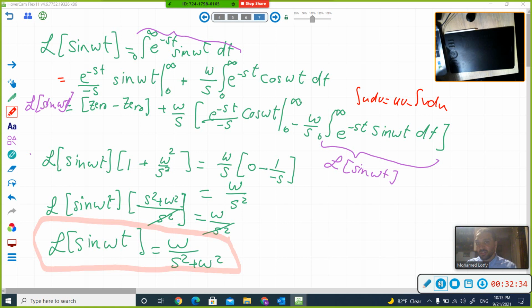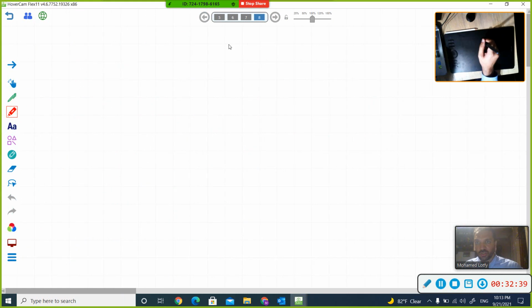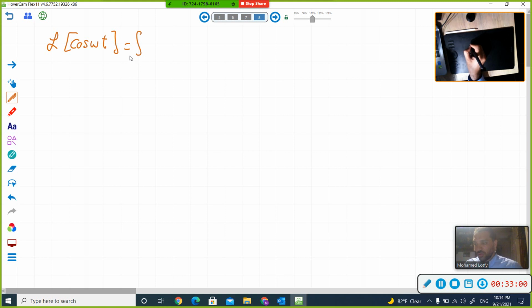Having proved the sine function, let's prove the cosine. So let's have a new page. The Laplace transform of cosine omega t. We will go through the same procedure, starting with the definition: the integral of e to the power negative st times our function f of t, which is cosine omega t, dt.